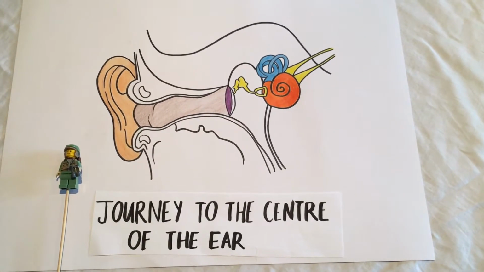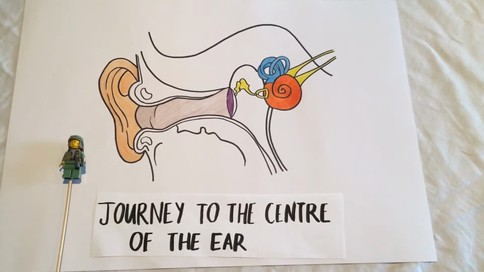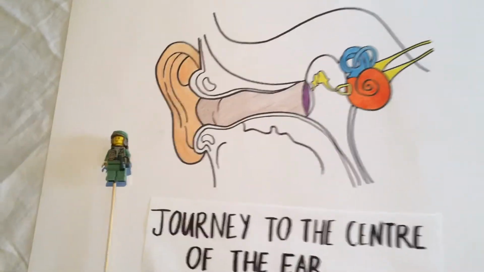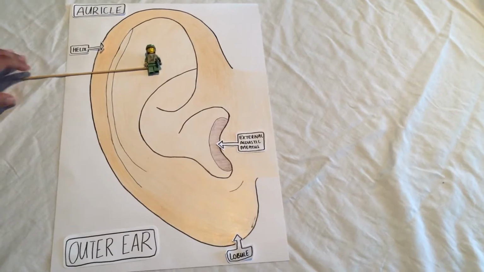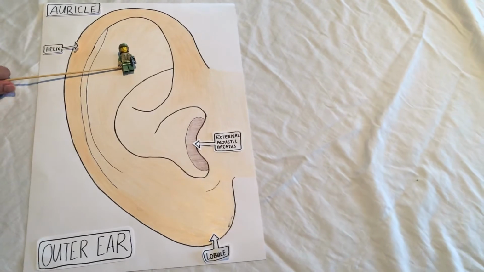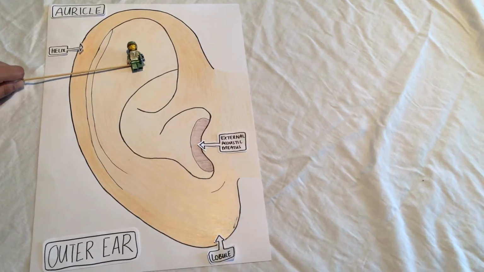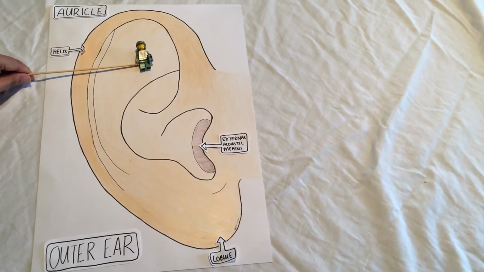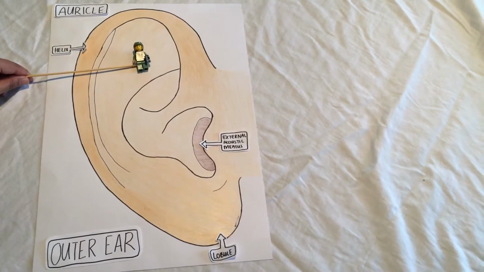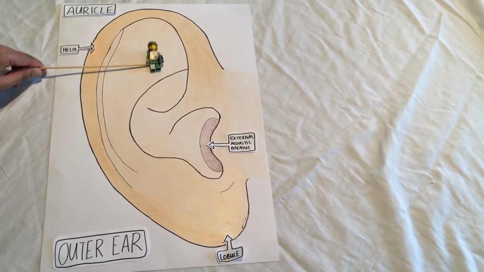Let's begin our journey to the centre of the inner ear. Here is Sammy. He'll be joining us on our journey. Hello! I'm so excited! What is this weird groove I'm standing on? That is the auricle, and it is composed of elastic cartilage covered by skin. Its shape helps to direct sound waves into the ear.